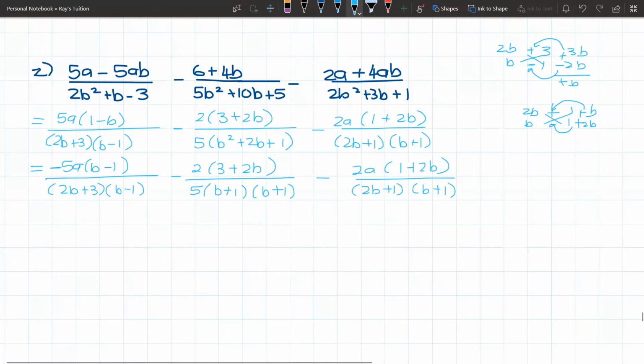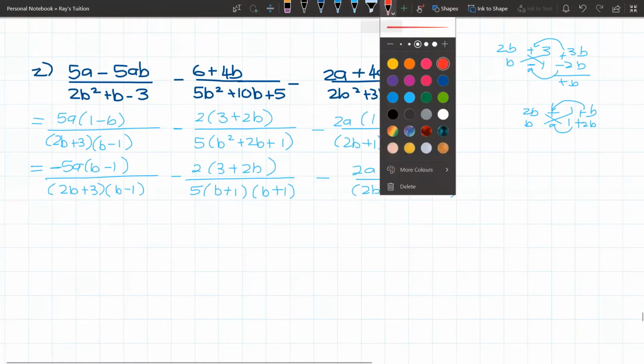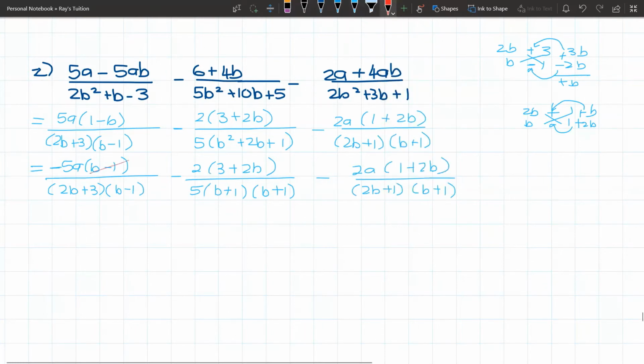Okay, now before I go and find the LCD, I can see there's some simplifications that can be made. So let's do that. So this b minus 1 cancels out with this b minus 1. And now you can see why I changed those signs. It is so that it does cancel out. Here there's nothing common. And here 1 plus 2b is the same as 2b plus 1. So those cancel out. So what am I left with? It's minus 5a all over 2b plus 3. Minus 2 times 2b plus 3. I'm just swapping it around, like you can't do that because it's addition. Times 5 times b plus 1 times b plus 1 minus 2a over b plus 1.